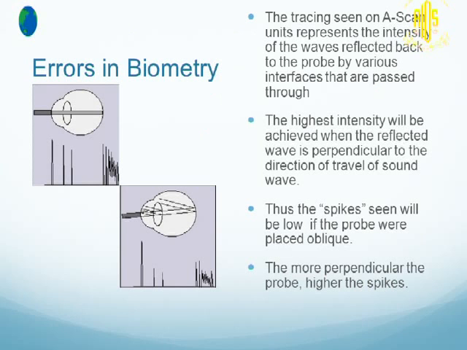The tracing seen on an A-scan unit represents the intensity of the wave reflected back to the probe by various interfaces that are passed through. The highest intensity will be achieved when the reflected wave is perpendicular to the direction of travel of the sound waves. Thus, the spikes seen will be low if the probe is placed obliquely. The more perpendicular the probe, the higher will be the spikes.